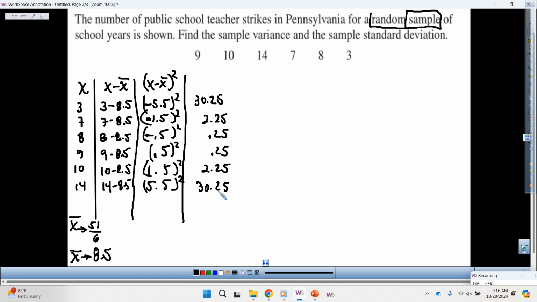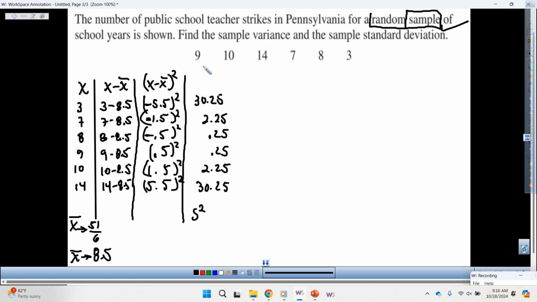What is it called, Adisai? That's it too. Alyssa. Variance, but for what, everyone? Variance for what? Sample. So what is our formula? It's s squared. Is that correct?